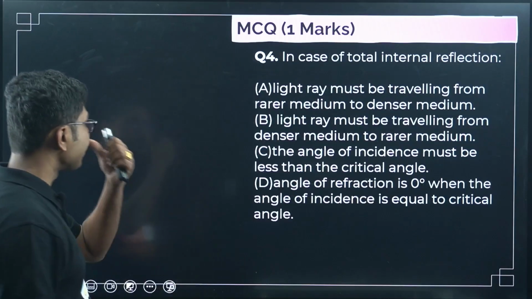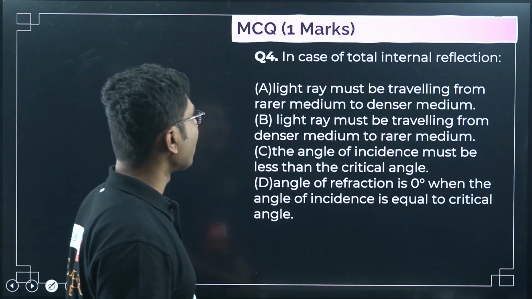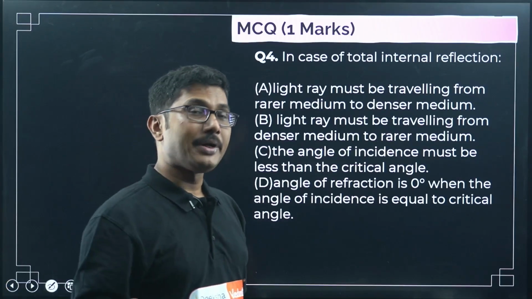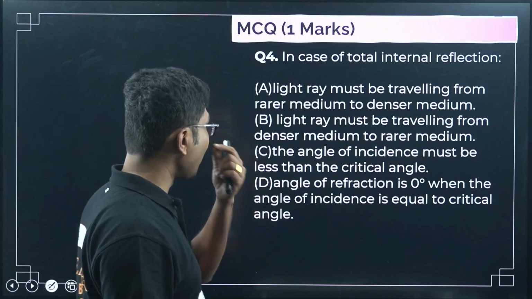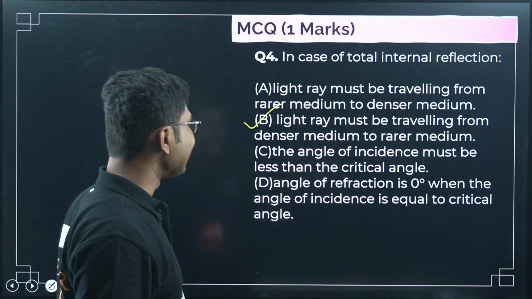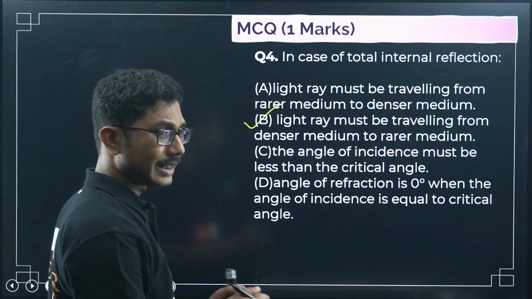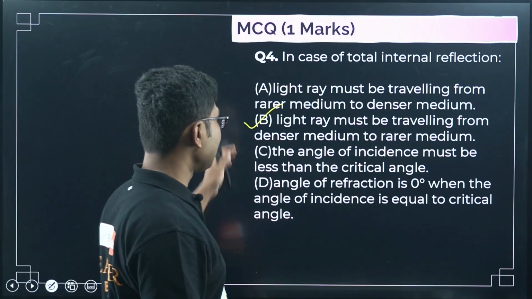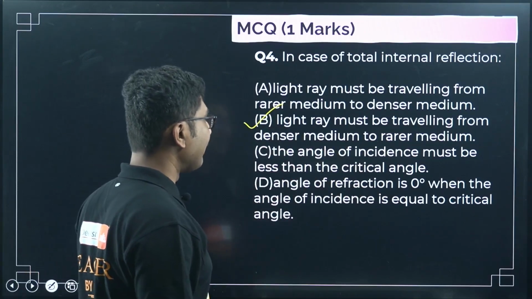Okay, now next question, question number 4. In case of total internal reflection, the light ray must be traveling from rarer medium to denser medium. No, the light ray must be traveling from denser medium to rarer medium. That is the first condition of total internal reflection. Yes, correct statement. The angle of incidence must be less than the critical angle. No. The angle of refraction is 0 degrees when the angle of incidence is equal to the critical angle. No, the angle of refraction is actually 90 degrees, not 0 degrees. So this is also an incorrect statement. Correct statement, we have found it.